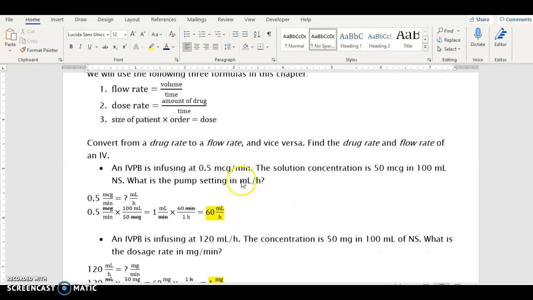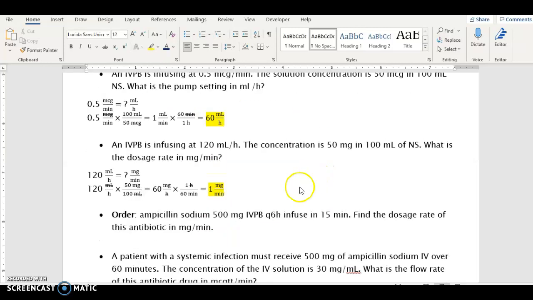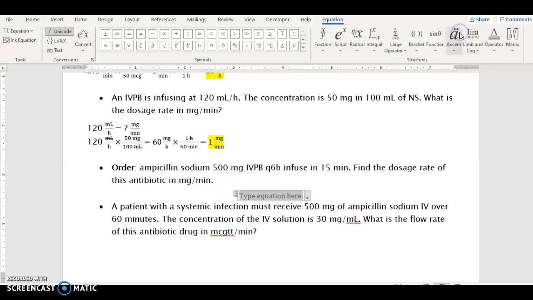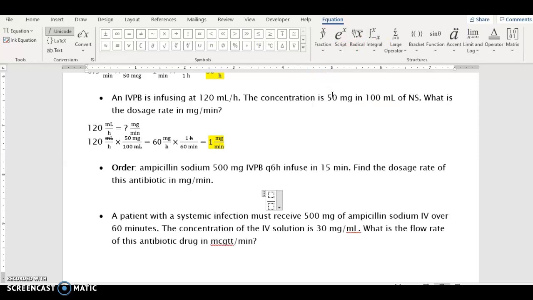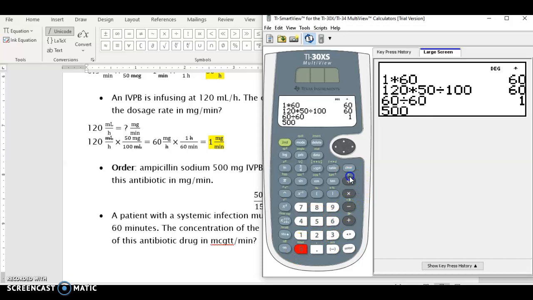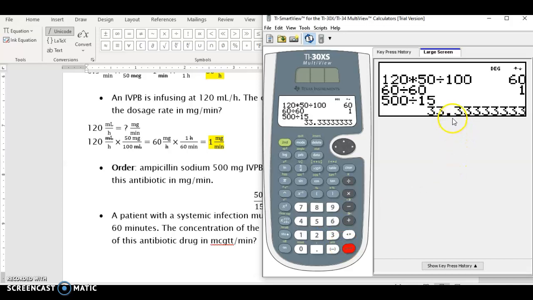Remember that a dose rate is equal to the amount of the drug divided by time. So that's what we're going to do. We're going to take the amount of the drug, which is 500 milligrams, and then divide it by the amount of time, which is 15 minutes. We can punch that on our calculators. So 500 divided by 15. It's not a nice whole number. It says repeating decimals, 33.33333.